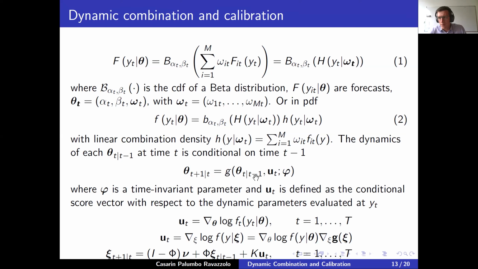So it depends on the previous value, an error term, plus two extra elements here. The first one, omega here, is a time-invariant parameter. The u_t, which is moving this, and which is specified later on as G, is defined as the conditional score vector with respect, of course, to the parameters that I want to move. Let's give the exact definition of that.